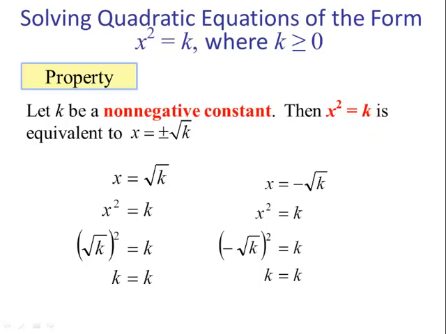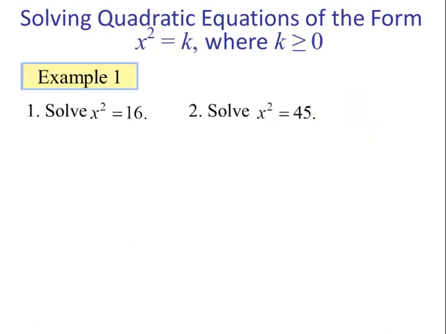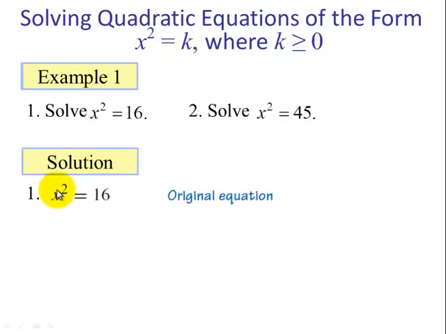Let's do an example. Example 1. Number 1. Solve x squared equals 16. Number 2. Solve x squared equals 45. Solution. Number 1. We want to get the x by itself, so we take the square root of both sides, and using the previous property, we have x equals plus or minus the square root of 16. And this is known as the square root property.